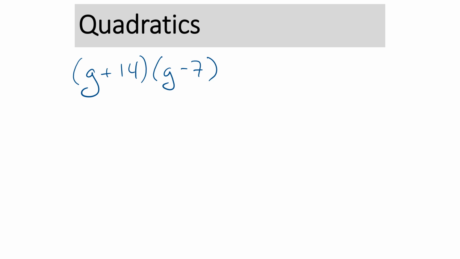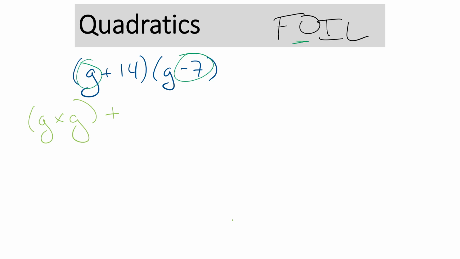Okay, that's enough time. Now we're going to do it together. Remember, big thing, FOIL, right? We're working with FOIL. So what is our first? Our first is G and G. So we're opening up our brackets. G times G, really simple. Add the next thing. What are our outsides? G and negative 7. So G times negative 7.